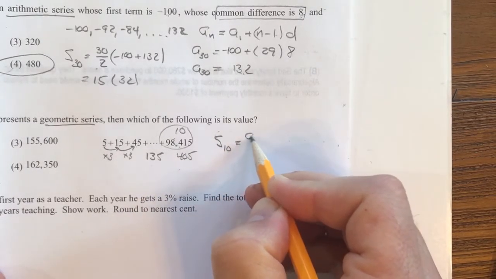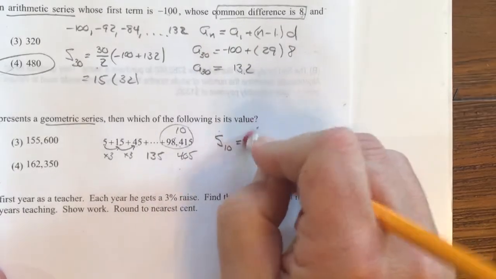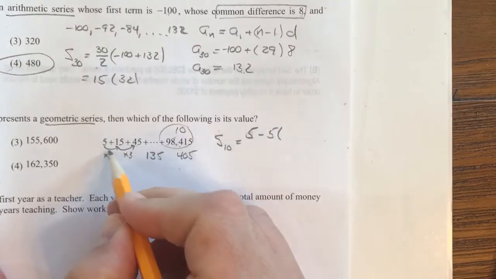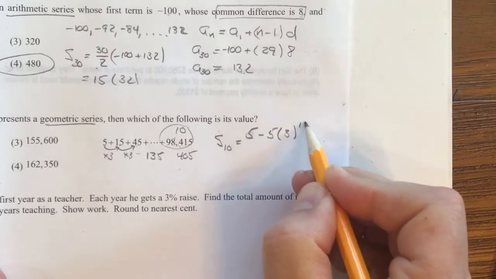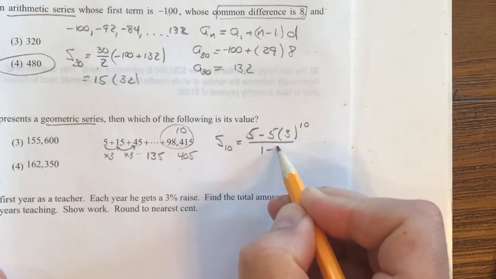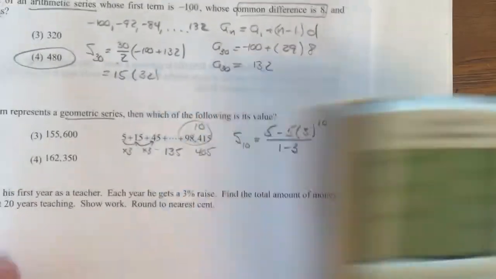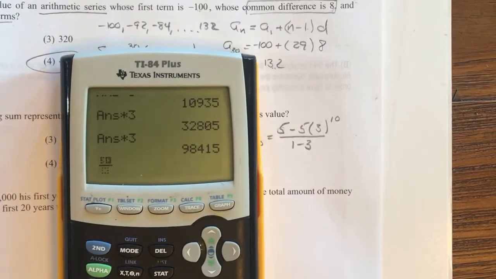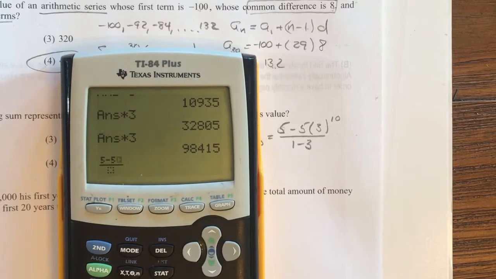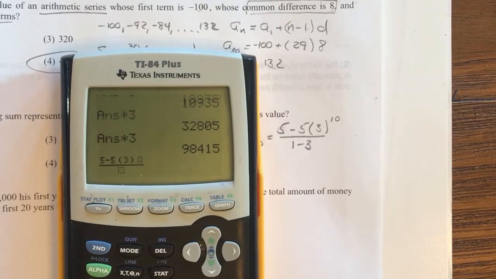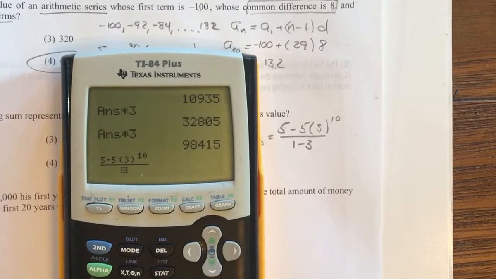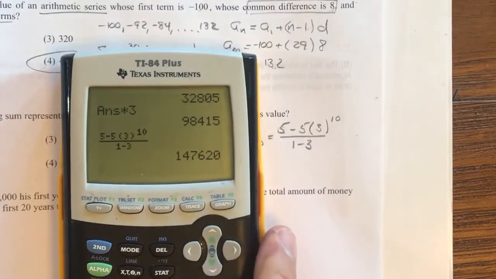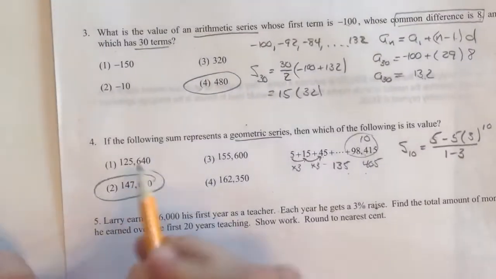All right, using the formula. A1, I'm going to write the formula out. We know A1 is 5. Minus 5, the ratio, what are we doing? Multiplying by 3, raised to the 10th power, all over 1 minus 3. So again, be careful. Type that in your calculator carefully. So we got 5 minus 5, 3 raised to the 10th power over 1 minus 3. 147,620. Choice 2. Okay.